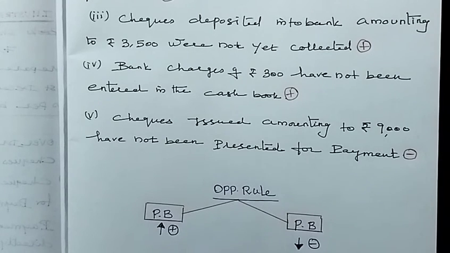Whatever is to be added or increased in the passbook, as per the opposite rule, it is to be decreased or subtracted. And whatever is subtracted or decreased in the passbook, as per the opposite rule, it is to be added. Then only the BRS shows the same balance on both the passbook and the cash book.